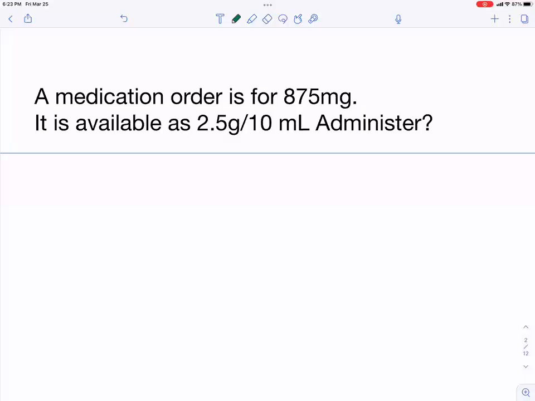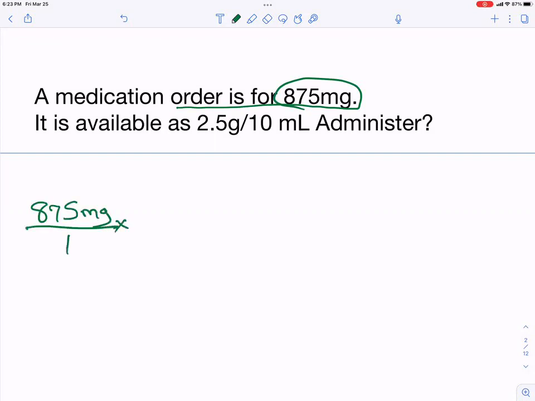Let's do one more. So remember, the first step, interpreting the doctor's order, we have to find and identify that given quantity. What is that exact dose that the doctor ordered? And in this case, the exact dose of medication ordered is 875 milligrams. That's my given, that's my starting point, 875 milligrams. Put that over 1 if it makes you feel good, it makes me feel good.